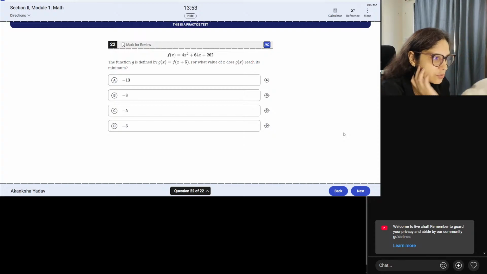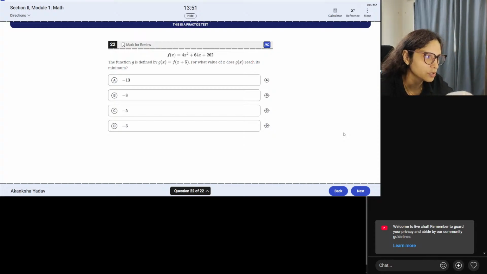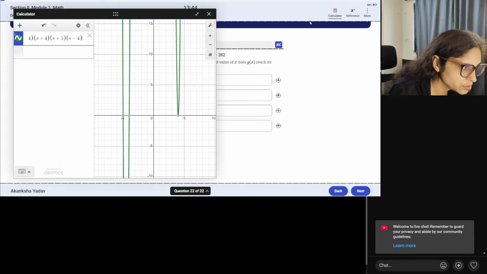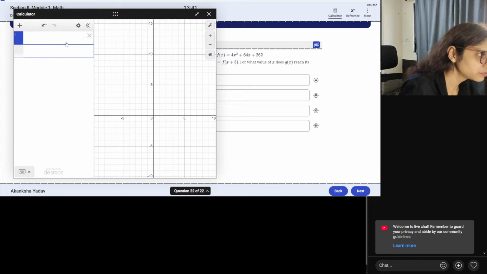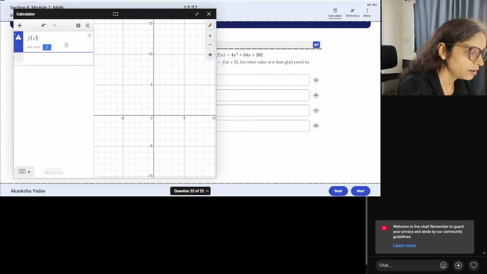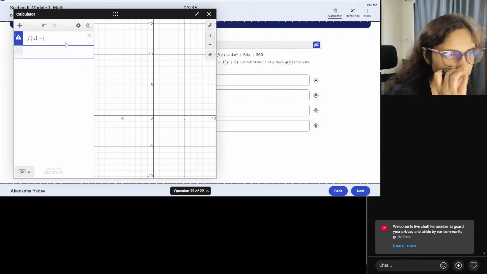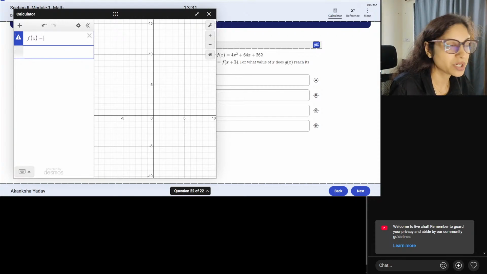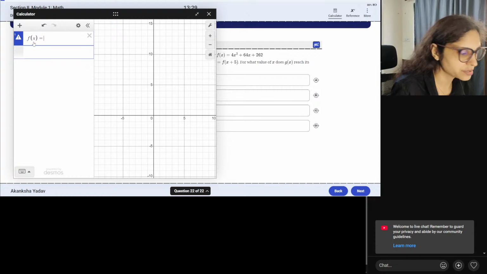4x squared plus 64x plus 262. G of x is f of x plus 5. So for what value of x does g of x reach its minimum? So here we can just use Desmos. I will write f of x. It's not important to write f of x, but I'll tell you why I'm writing this, because I have to find f of x plus 5. It will become very easy if I use f of x.